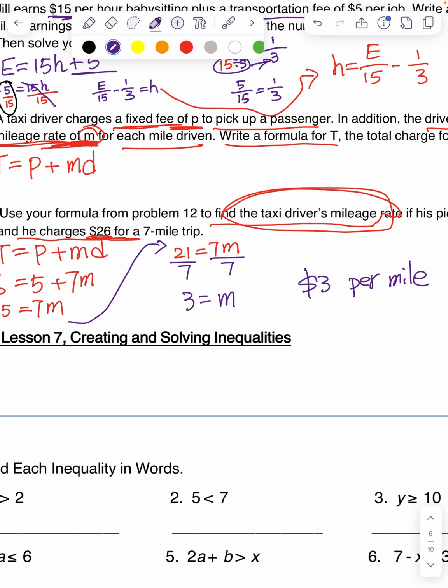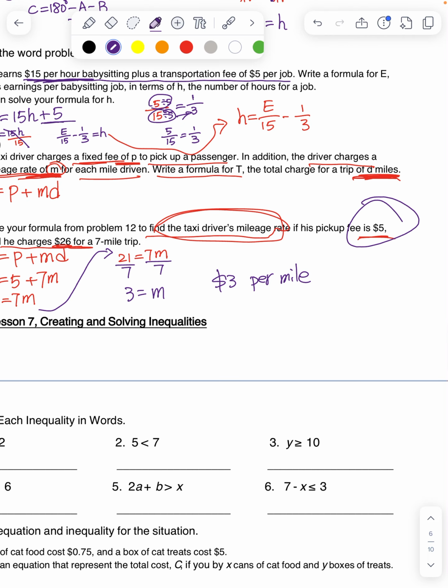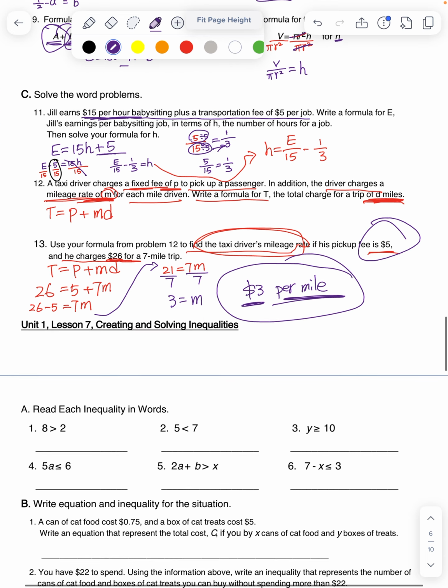That means $3 per mile, right? So the taxi driver is going to pick you up. The pickup fee is $5. And every mile he drives you somewhere, he's going to charge you $3. So the mileage rate is 3. All right, this is lesson 6.